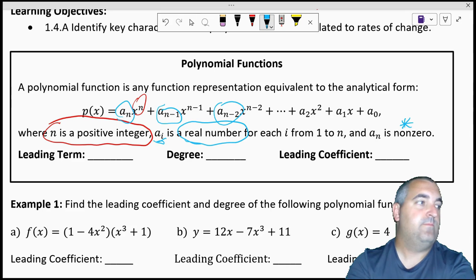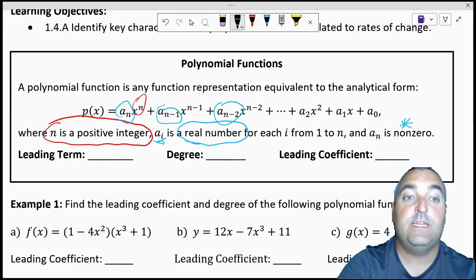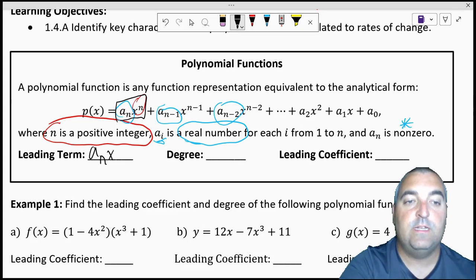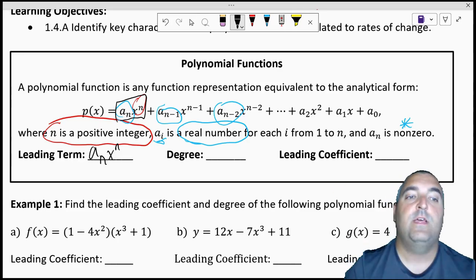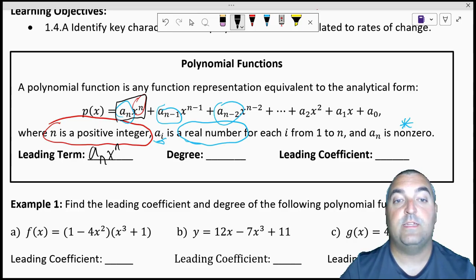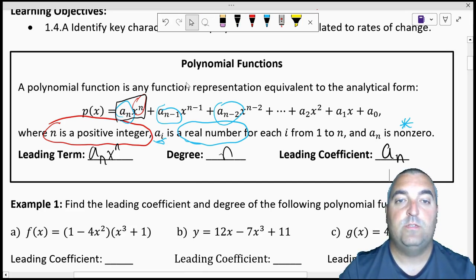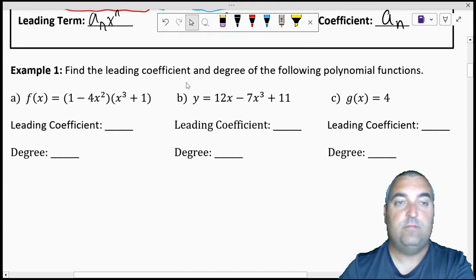A couple of terms that will also come up quite often is leading term, and that is just this very first term when written in decreasing order. And by decreasing, I'm talking about the powers decreasing, so the highest power term is the one that we're going to take the leading term from. Then from that leading term, we get two very important parts of our polynomial. We get its degree, which is just the power, which is n, and then the leading coefficient, which is the coefficient in front. Okay, so let's go ahead and do a few examples here, and it should be all review.